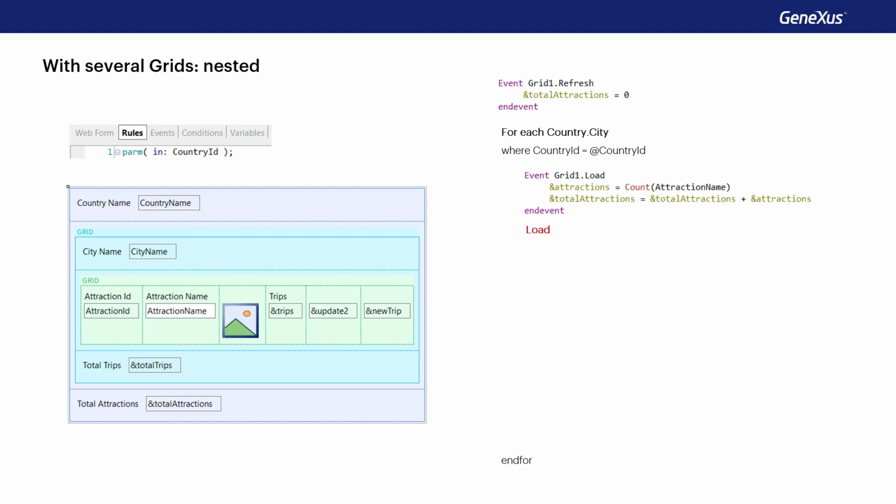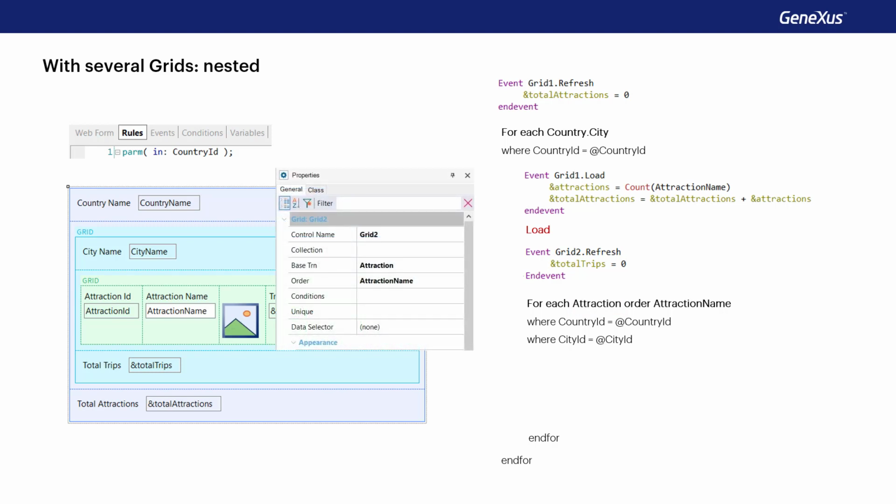Immediately after, the refresh of the nested grid is executed, leaving in 0 the value of the total sum of trips that include that attractions that are loaded afterwards. And because it has base table, Genexus writes another implicit for each to navigate that base table, attraction, to which it adds all the corresponding clauses, according to what the developer made explicit in the grid's properties. In this case, you had only established base transaction and order clause.